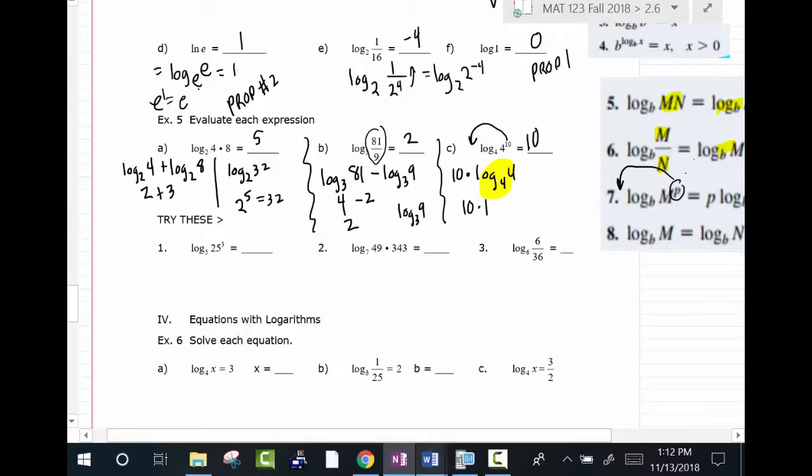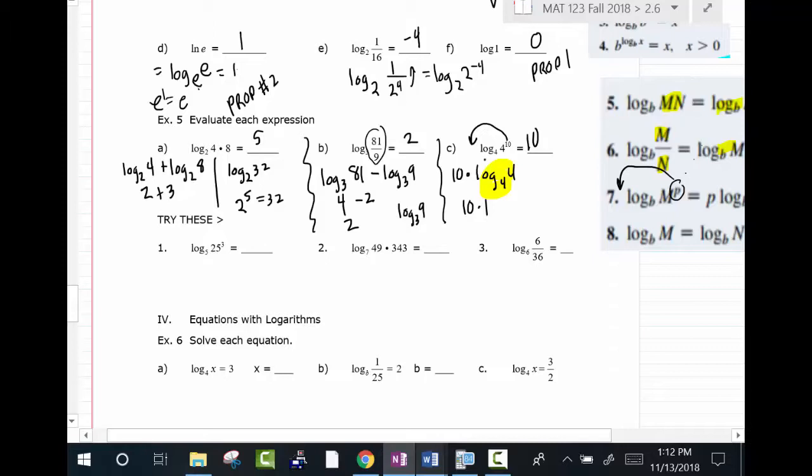Now see, these things right here, you can't do these on your calculator because they don't have a base 10 or a base e. So that's how you would do that. So again, with this first problem, we just broke it up. Since it's multiplication, we do log 4 plus log 8. Part B, since it's division or a fraction, we do log 81 minus log 9. And the last one, if you have that situation, you can bring that down.